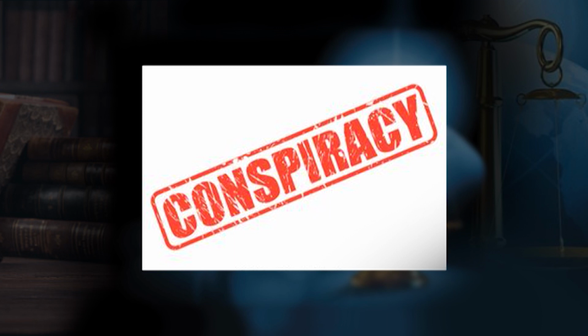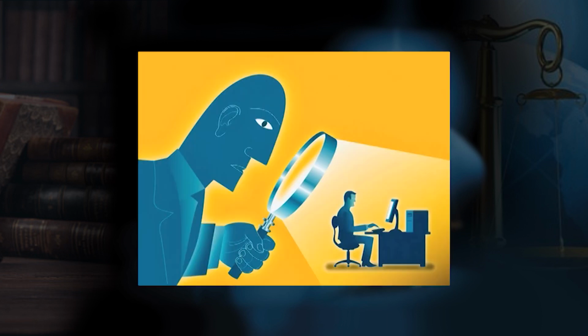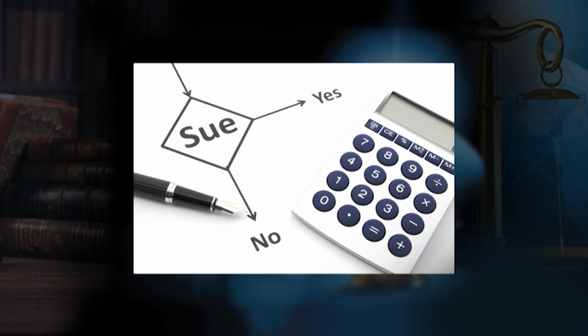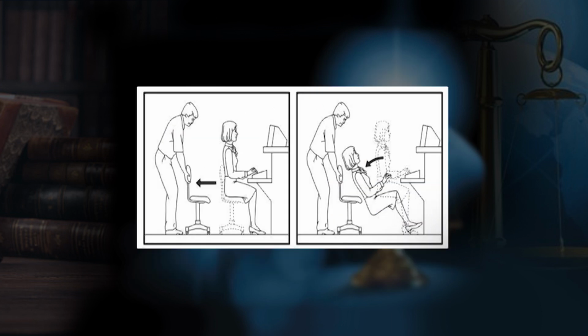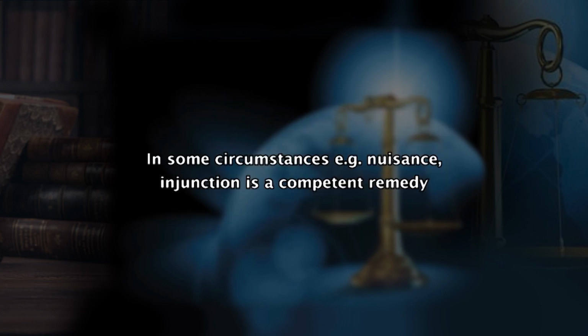There are certain kinds of conduct, such as infringement of privacy, which are not yet but may come to be recognized as actionable tort. The normal remedy for a tort is an award of pecuniary damages in compensation for the harm done. In personal injury and death cases, the computation of damages involves many complicated issues. In some circumstances, for example nuisance, injunction is a competent remedy.